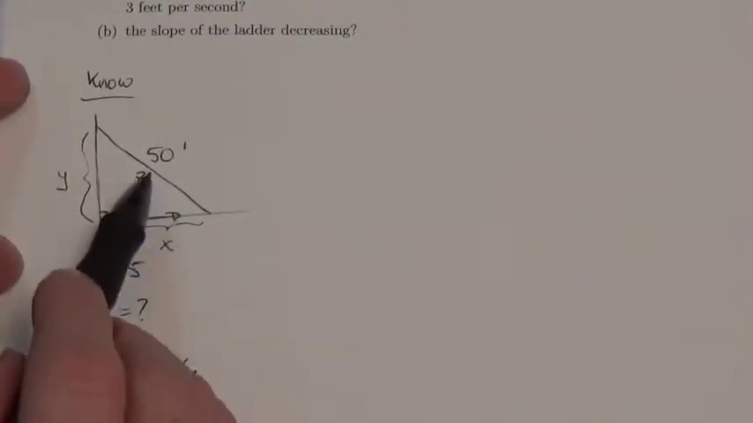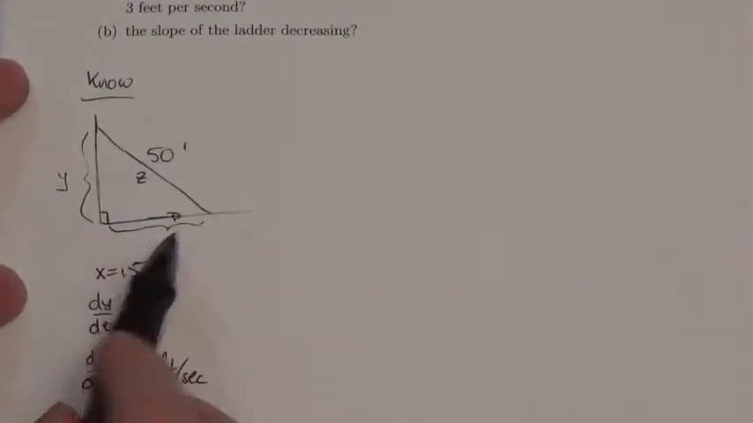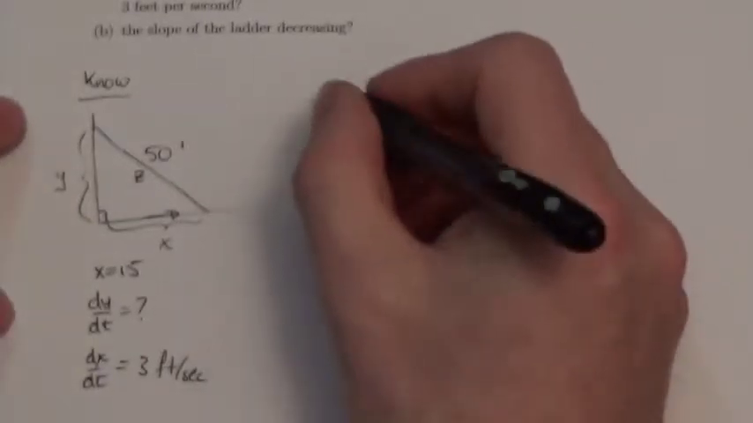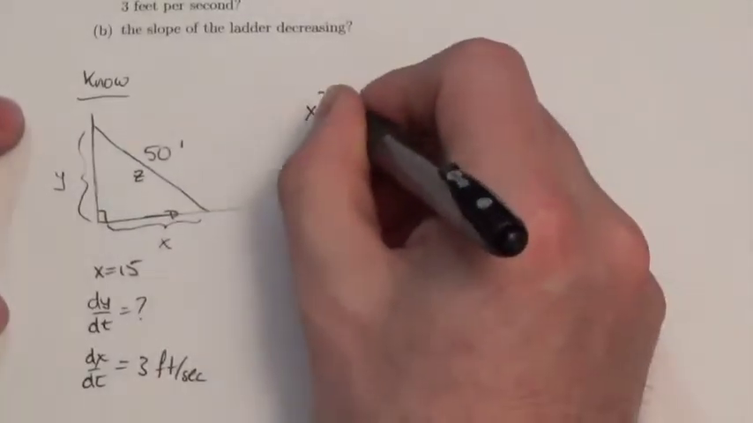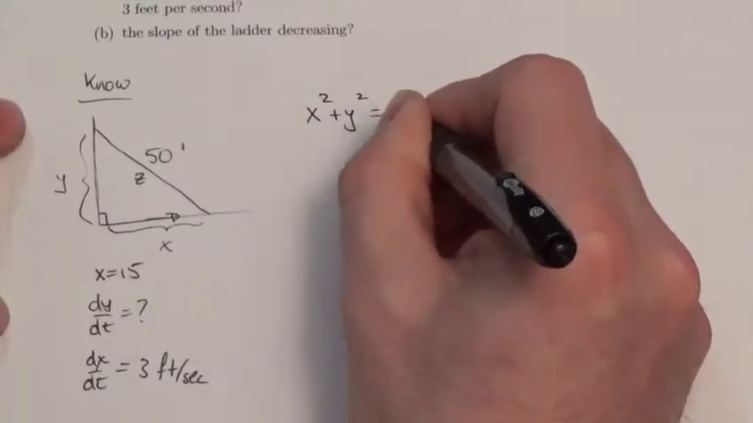I think that's everything we got here. So I'm trying to relate the three sides of the triangle here. I think it's pretty clear that the relationship I need is the Pythagorean theorem. So x squared plus y squared is going to equal z squared.